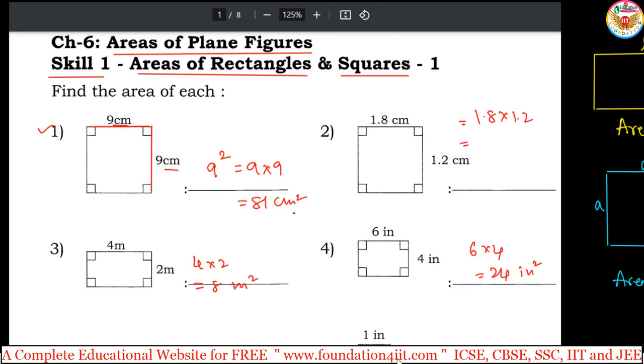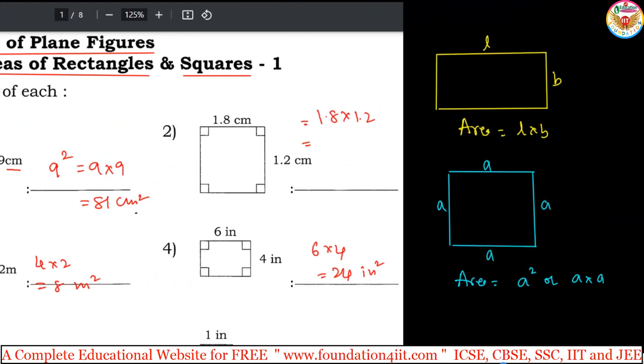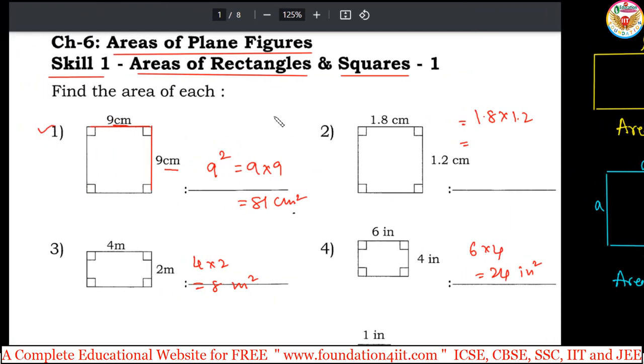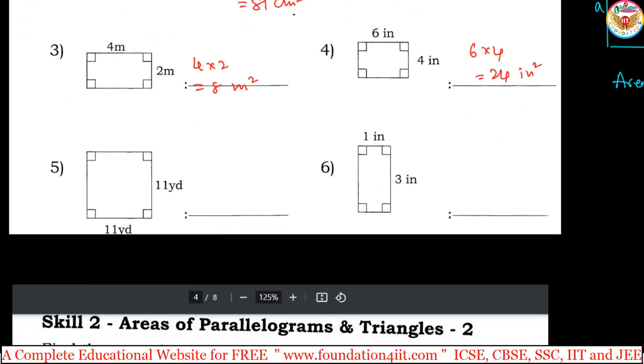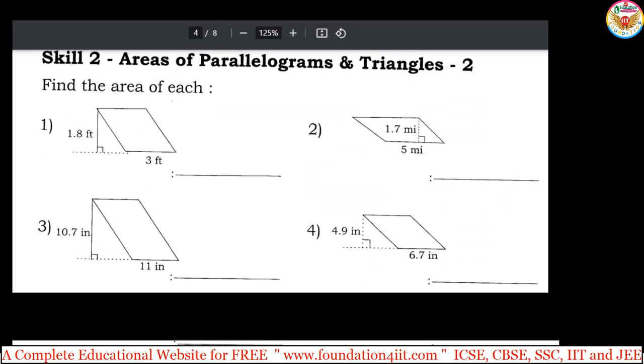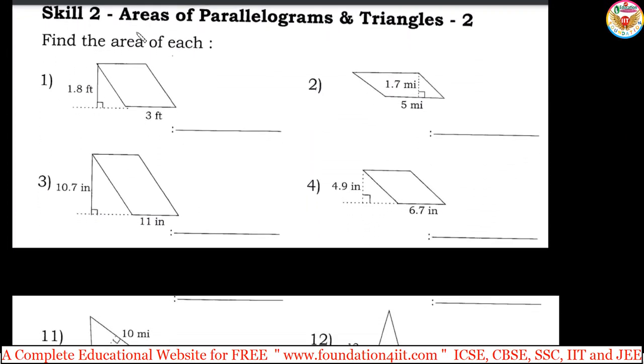Area of a rectangle is length into breadth. Area of the square is side into side. Use that property to improve this skill in this worksheet. Next one, 2-3 pages I am giving the same. Next, in the fourth page in this PDF, areas of parallelogram and triangles.